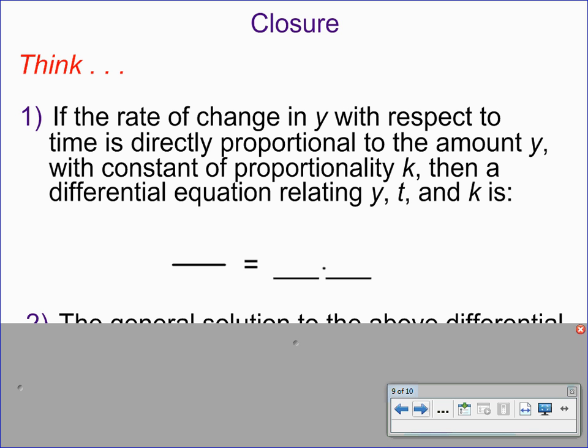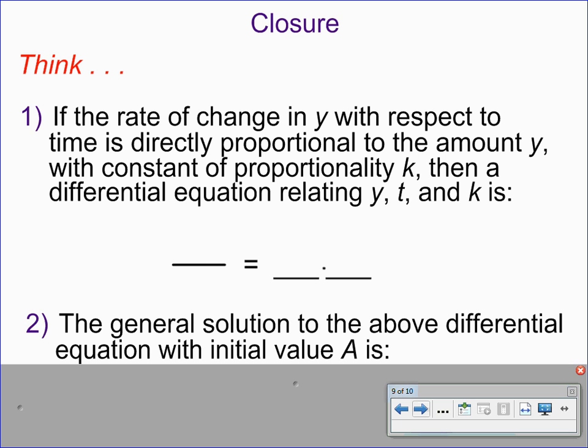Okay, go ahead and share your differential equation with the class. Riley F. dy over dt is equal to k times y. The rate of change in y with respect to time is directly proportional to, that means k times the amount of that quantity present, that is y itself.